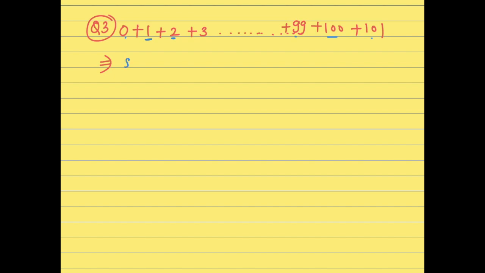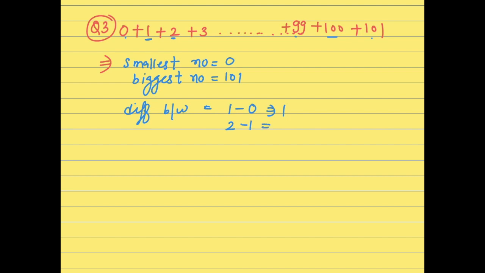So first step, smallest number is 0, biggest number is 101. So the difference between two adjacent numbers will be 1 minus 0, that is 1, or 2 minus 1, that is 1 also. So the numbers in the sequence are highest number minus smallest number divided by the difference, and then add 1. So it will be 101 plus 1, that is 102. So in the question we have 102 numbers.